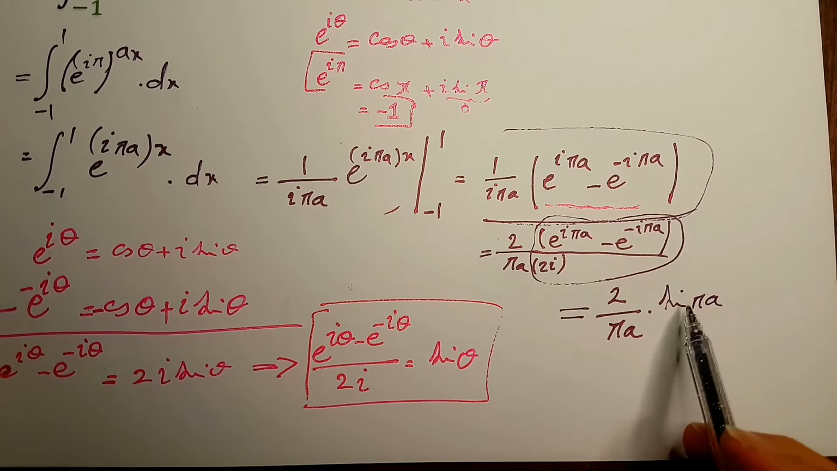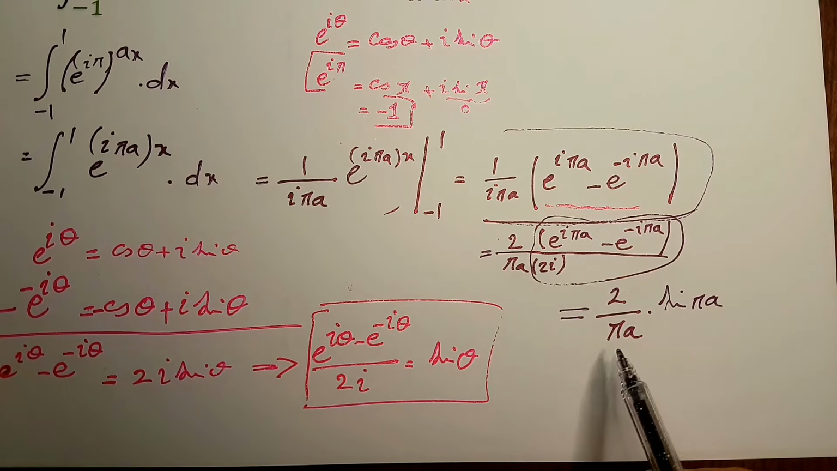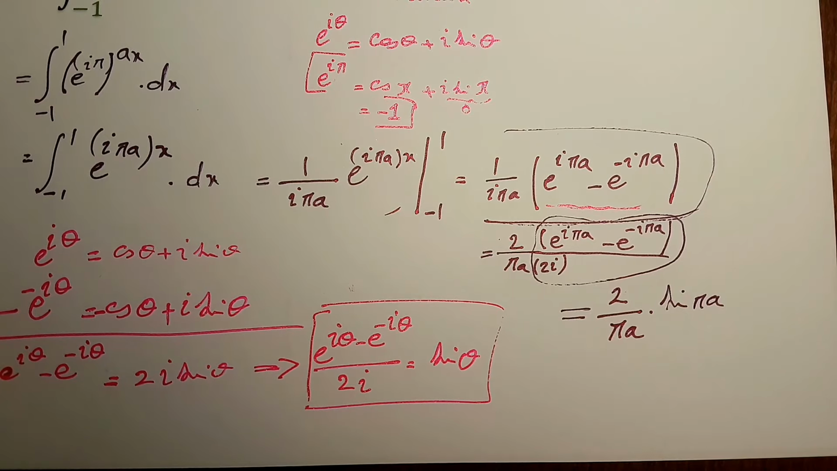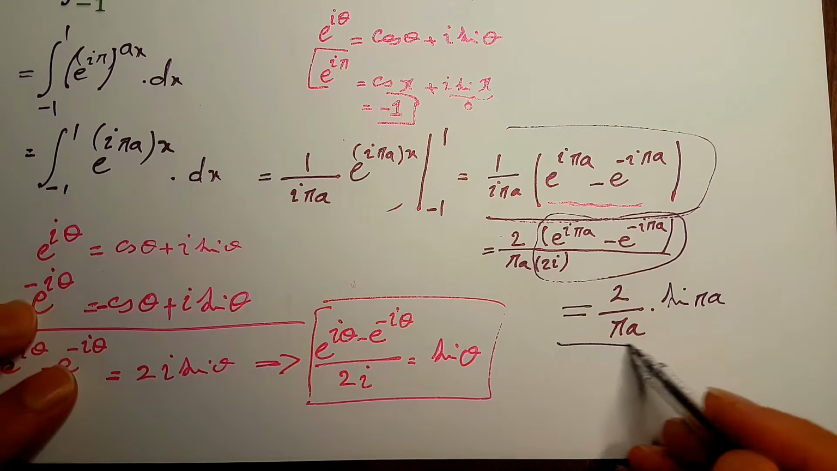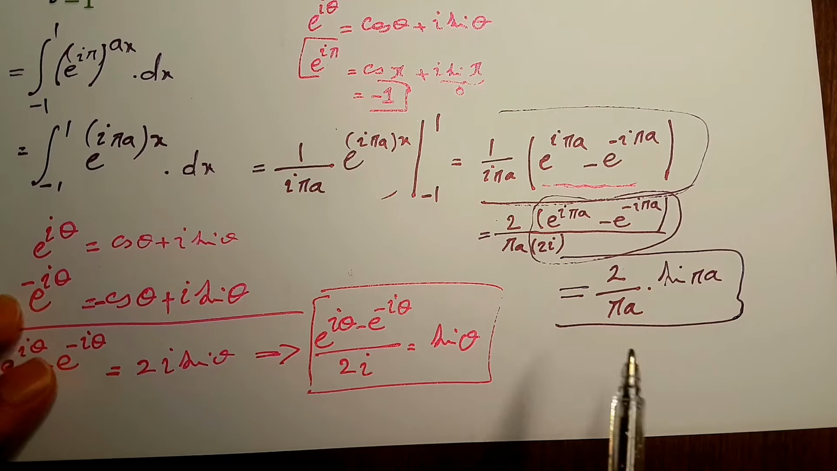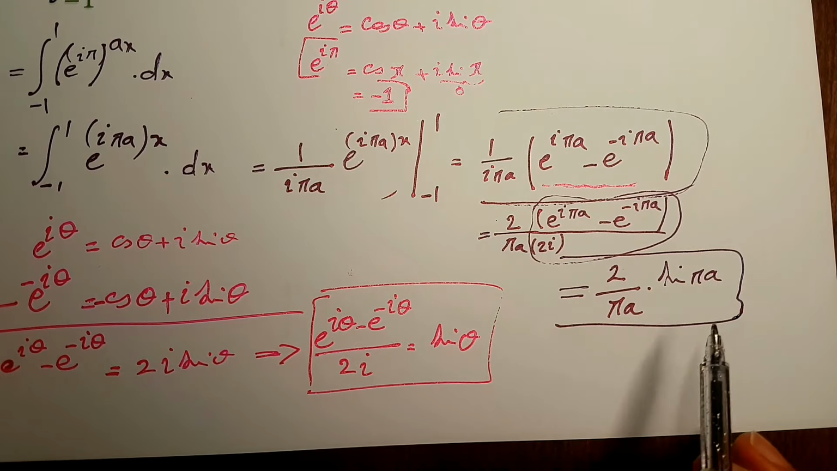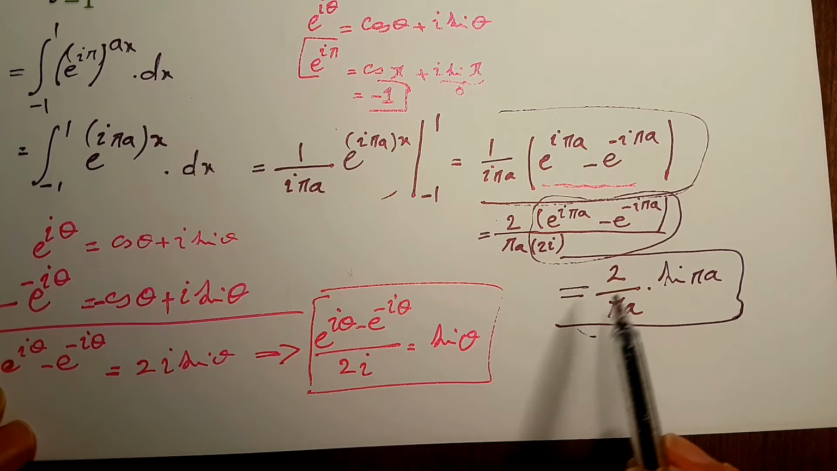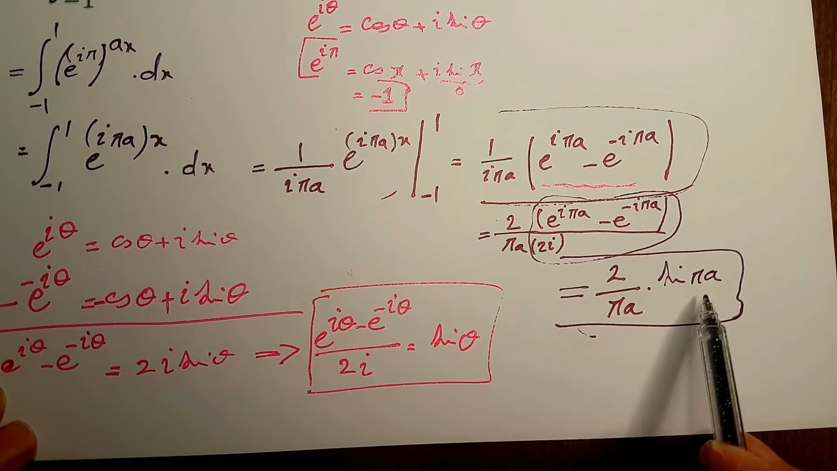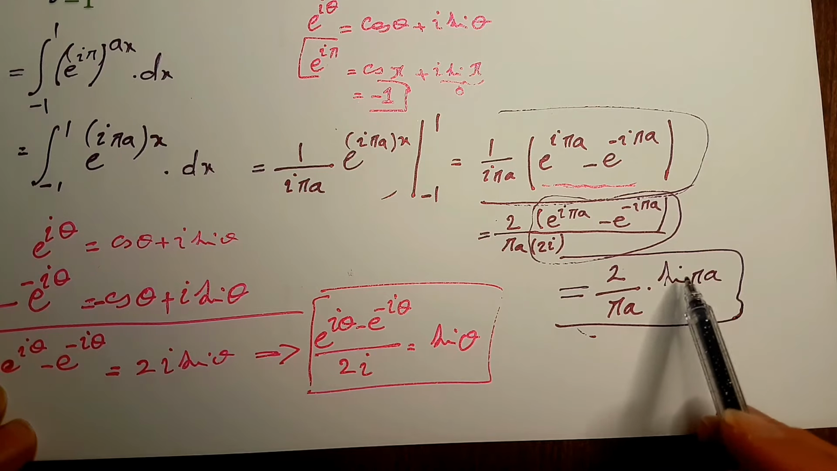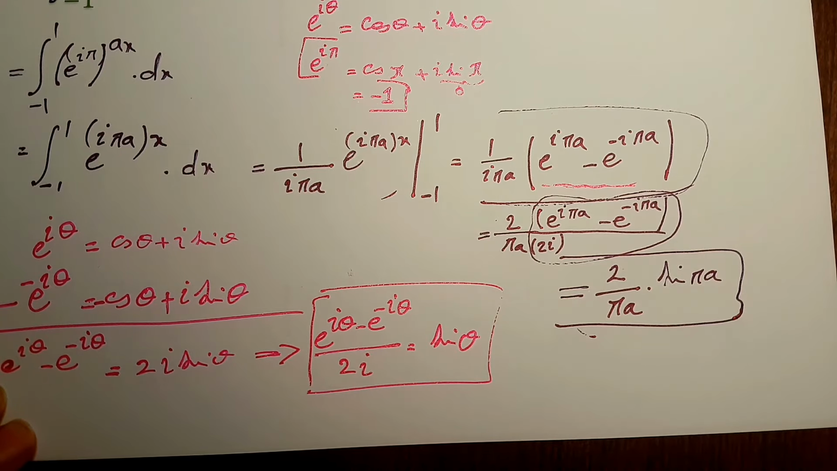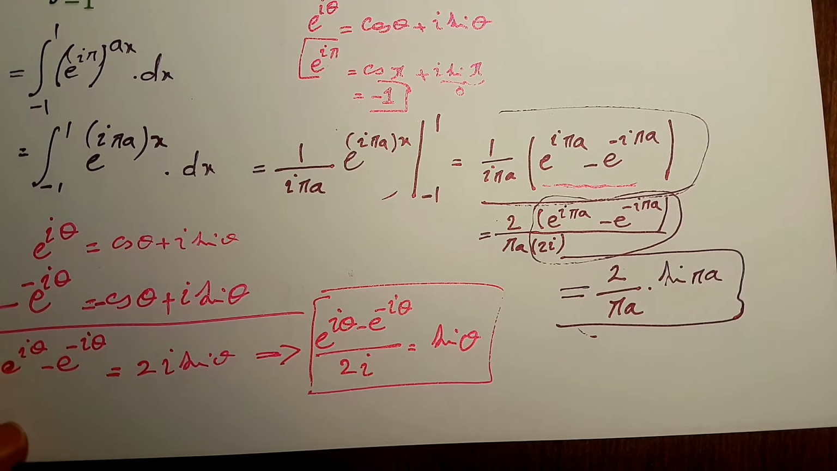Sine of pi a over pi a is called the sinc function. Sine of x over x is called the sinc function. It has numerous applications in engineering and telecommunications. As we predicted, the sign of the integral all depends on the value of a, and it is basically periodic. Thank you very much for watching.